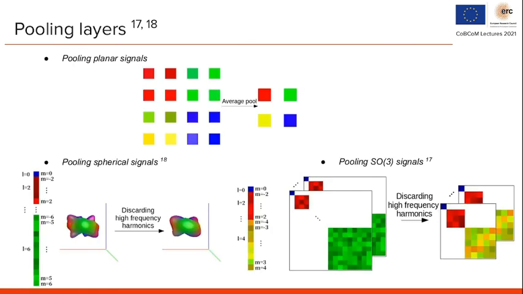Another layer type used in standard CNNs and in U-Nets is the pooling layer. The task of a pooling layer is to summarize a feature map by taking the mean or max over a small neighborhood and to provide a feature map of lower resolution to the following layer. In both works, of Cohen and Esteves, this was achieved by discarding high-frequency spectral components, as illustrated in the bottom figures.